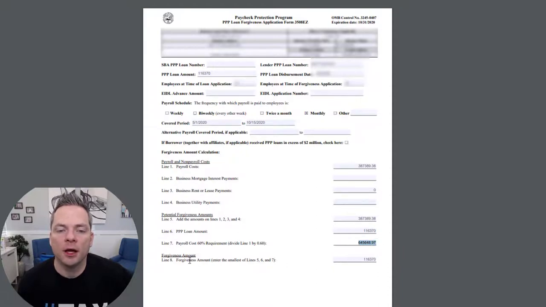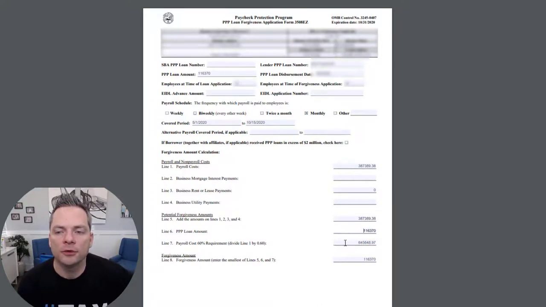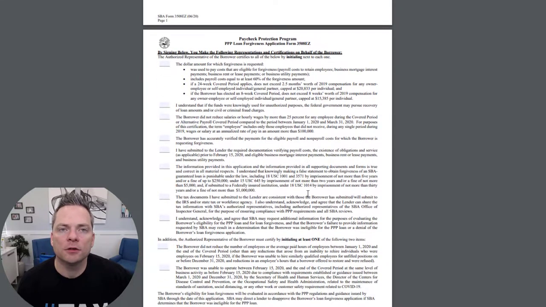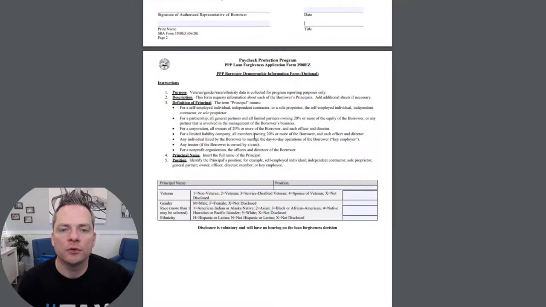Put that there, and then for your forgiveness amount, you're going to enter the smaller of these numbers, and the loan amount is the smallest number. I put that here, so that means these amounts, based on these numbers, are going to be forgiven. Next, you're going to read through all of these different options, and you're going to type in your initials next to it. Typing in your initials means that you're basically saying, yep, those statements are true. You're going to sign it at the bottom, print your name, put your date, title, so far so good.